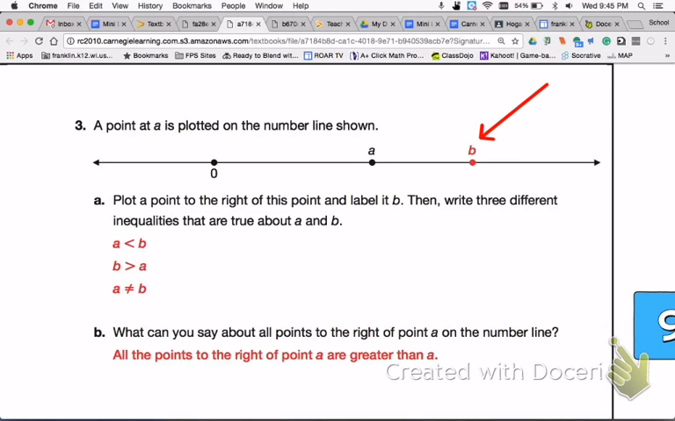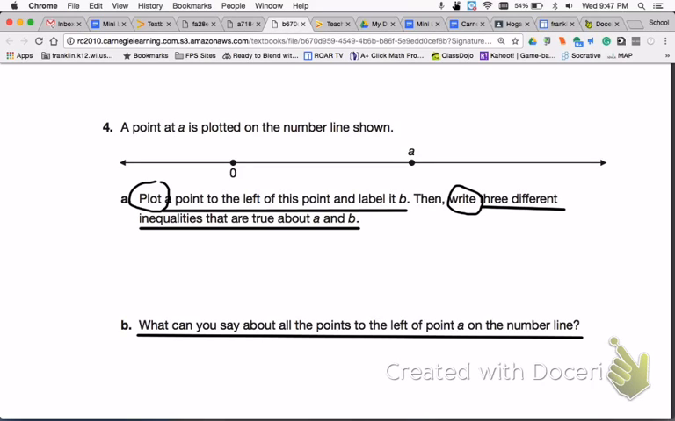For number 3, here is point B plotted to the right of point A on the number line shown. For letter A, 3 different inequalities: 1, A is less than B, 2, B is greater than A, and 3, A is not equal to B. And for letter B, all the points to the right of point A are greater than point A. Please answer number 4, letters A and B with your group members.